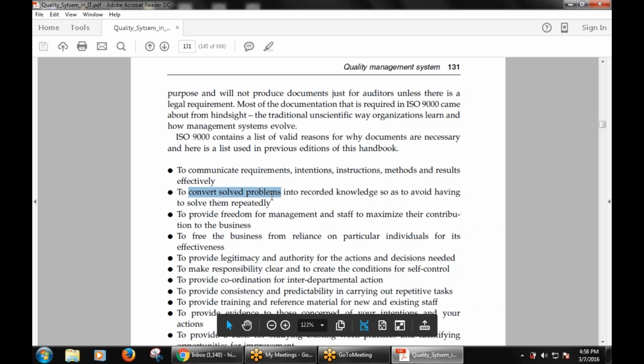Then to convert the solved problems into the recorded knowledge so as to avoid having to solve them repetitively. That means to convert the solved problem into the recorded knowledge. Then to provide the freedom for the management and staff to maximize their contribution to the process. That means whenever there is a documentation part, that also helps the freedom for the management, and helps the staff to maximize their contribution.